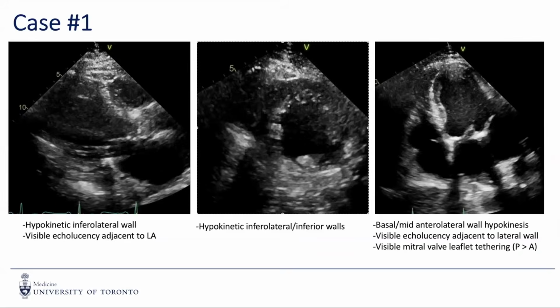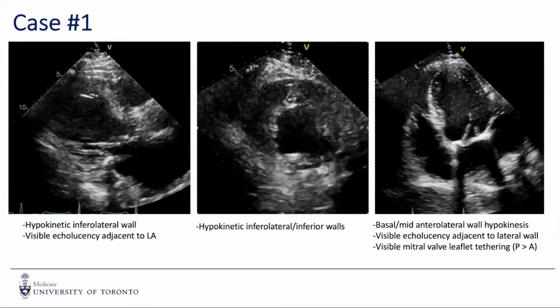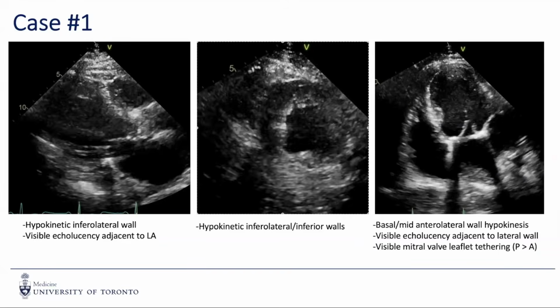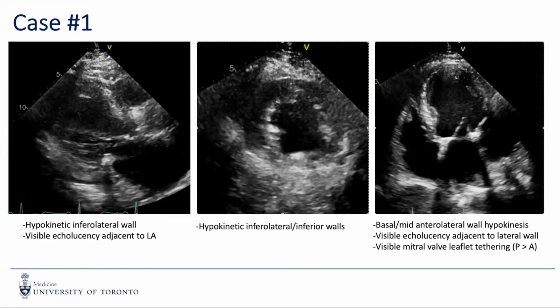And you can appreciate that with that wall, there's some tethering of the mitral valve leaflets, more posterior leaflet compared to the anterior. And on the parasternal short axis, you can see how the infralateral and inferior walls seem to be hypokinetic.